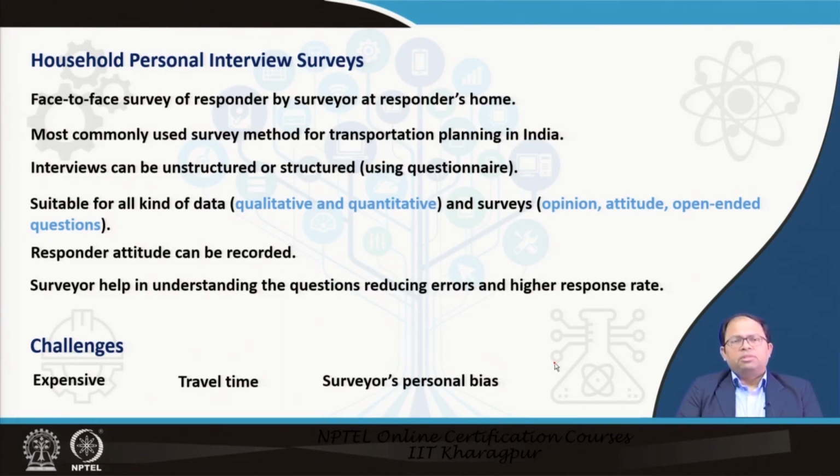Also traveling from one household to another household takes a lot of time, so there is travel time involved. And then of course, because a surveyor is an individual, there is certain bias that comes because of him conducting the survey. So a person may be talking or focusing on certain things, and this is called surveyor's bias, personal bias.